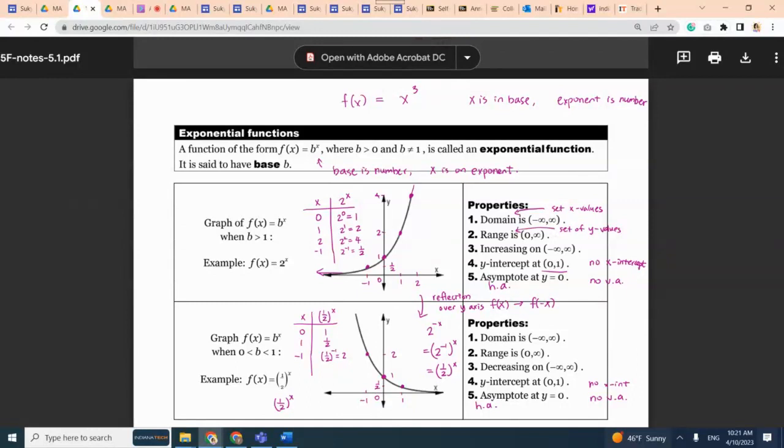And why b is not 1? Think about it. 1 to the whatever power is just 1. So you only get a constant function, not quite interesting. Okay? That's why exponential function, we don't want it to be a constant function. So we want the base b to be positive and it's not equal to 1. Alright. So we have two cases. Case when the base b is bigger than 1. Case 2, when the base b is between 0 and 1.